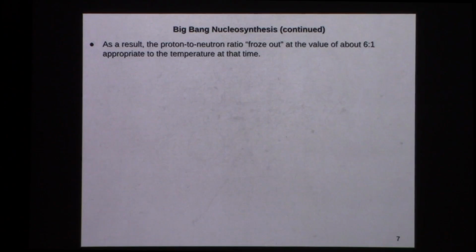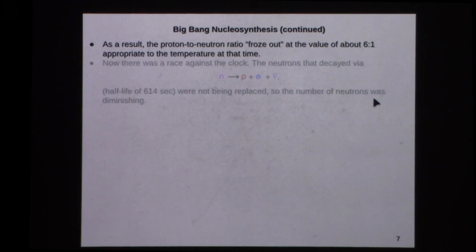As a result, the proton to neutron ratio froze out, it turns out, when you run the numbers, at a value of about 6 to 1 appropriate to the temperature at the time. Now I'm going to make it 7 to 1 in a few minutes. I didn't notice this little inconsistency. It's whatever. So anyway, there was a race against it, because the ratio kept increasing as this process went on because more and more neutrons are dying.